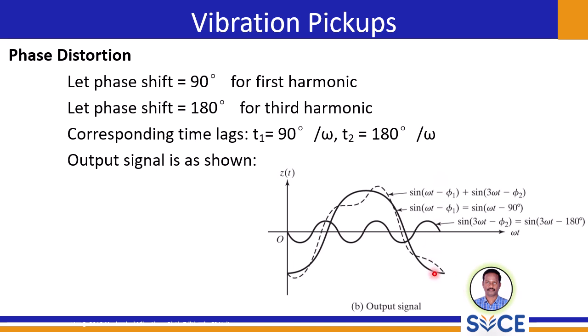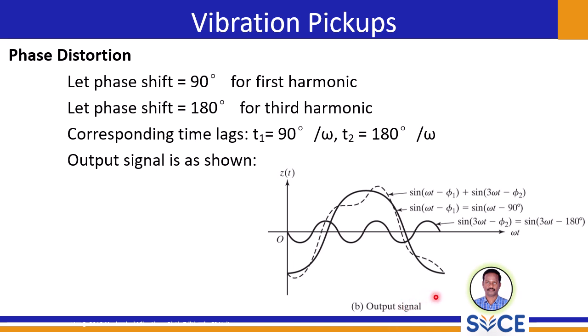Comparing these two waveforms, original and output, we can clearly see the combined signal has changed. The troughs and peaks are no longer aligned the same way as they were in the input signal. The alteration in the waveform due to different phase shifts for different frequency components is what we call phase distortion. It means the recorded signal doesn't give us a true representation of the original vibration.